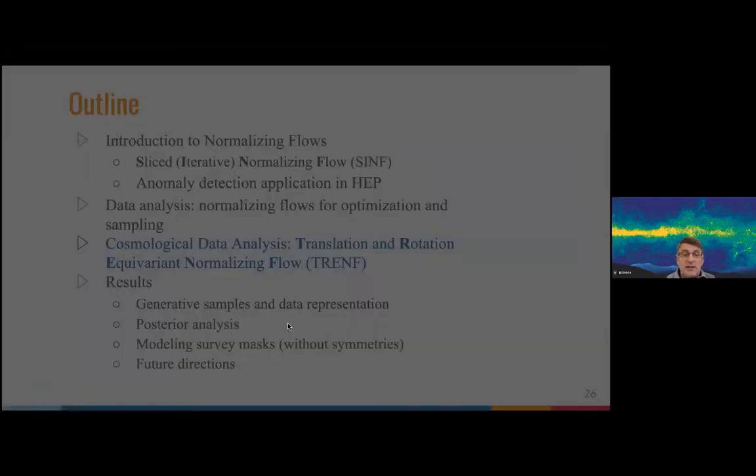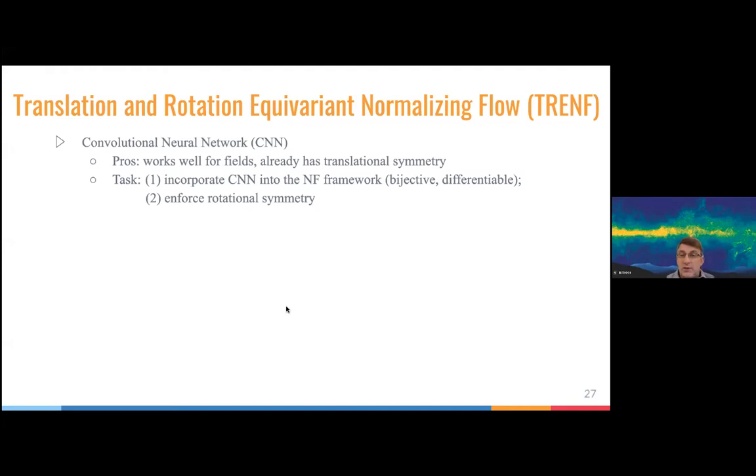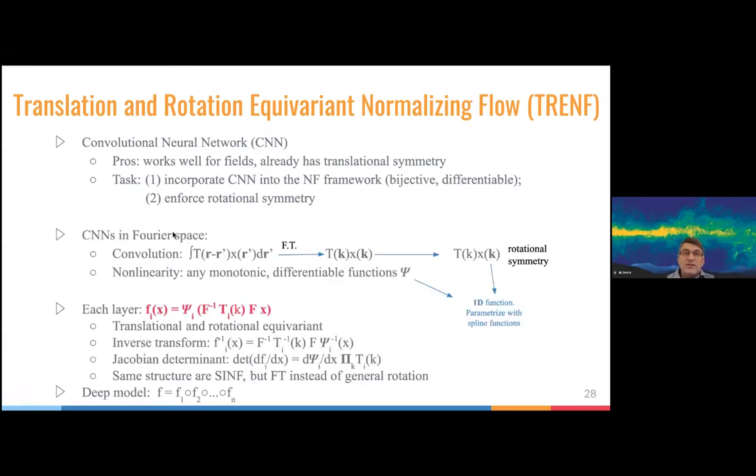Okay, so let me describe now this translation and rotation equivariant normalizing flow. The idea is, for translation invariance, let's take the convolutional idea. Let's work with convolutions, but let's put that into a normalizing flow framework, and let's enforce also rotational symmetry. Okay, so how do we do this? First of all, we do convolutions in Fourier space. We do everything in Fourier space because we know convolutions in Fourier space become just a product. And then in that case, all we need to do is learn what we call these transfer functions that we multiply the data with.